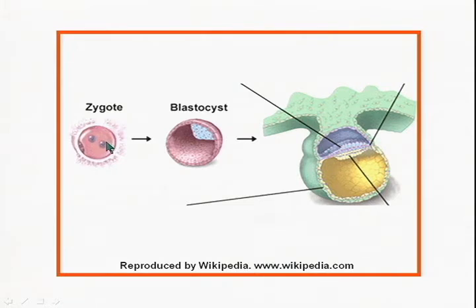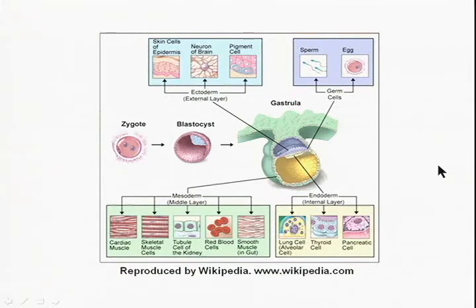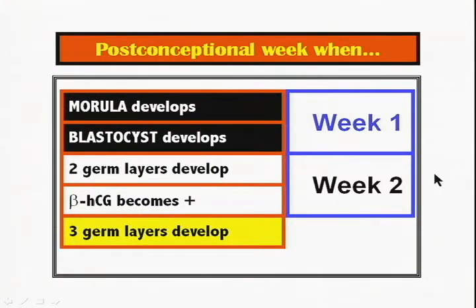Again, the zygote, week 1. Blastocyst implants, week 2. The 3 germ layers forming, week 3. And this just shows the derivatives of each of the layers, the ectoderm, the mesoderm, and the endoderm, and this is all step 1 stuff. I don't think they're going to ask this on step 2. So the 3 germ layers develop on week 3.